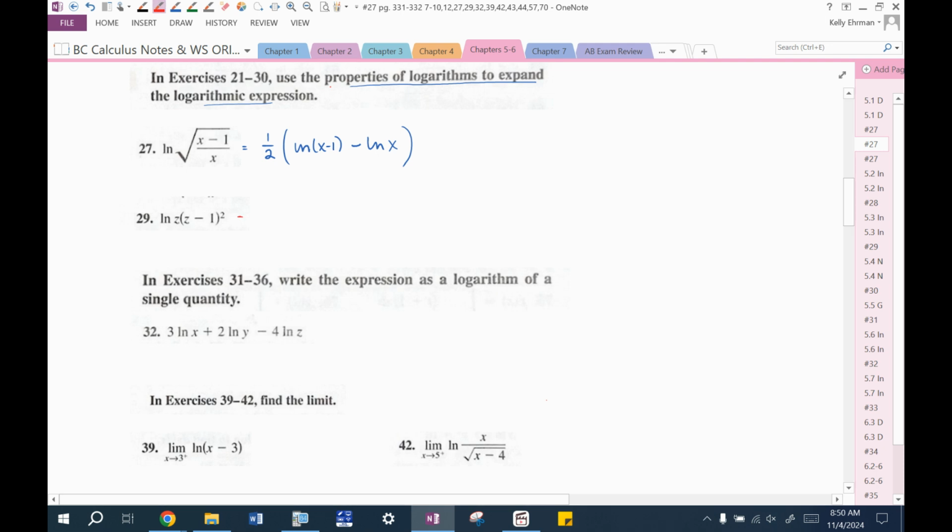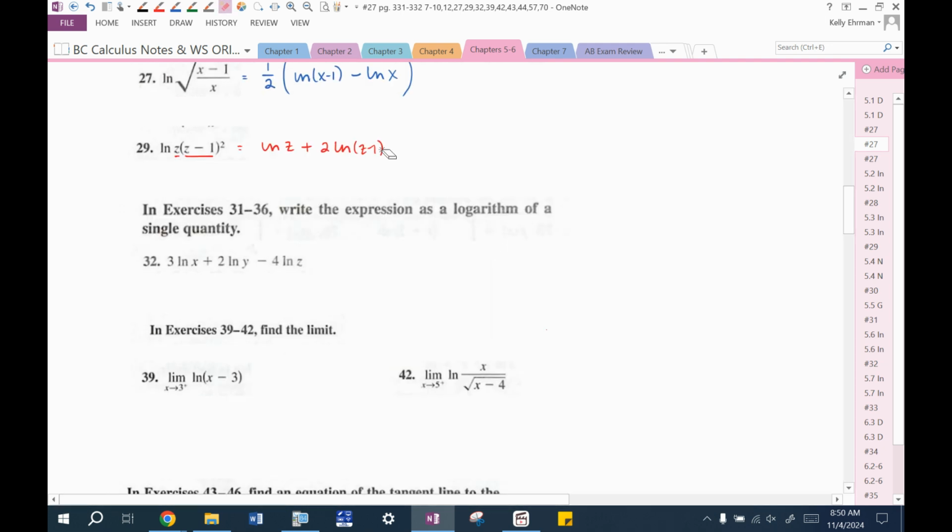For the next one, there's multiplication within the natural log. So I can break this up with addition. This is the natural log of z plus the natural log of z minus 1. Now, it's originally squared, but remember, you can pull this exponent and multiply it out in front. So your final expansion does not have any exponents on the result within the natural log.